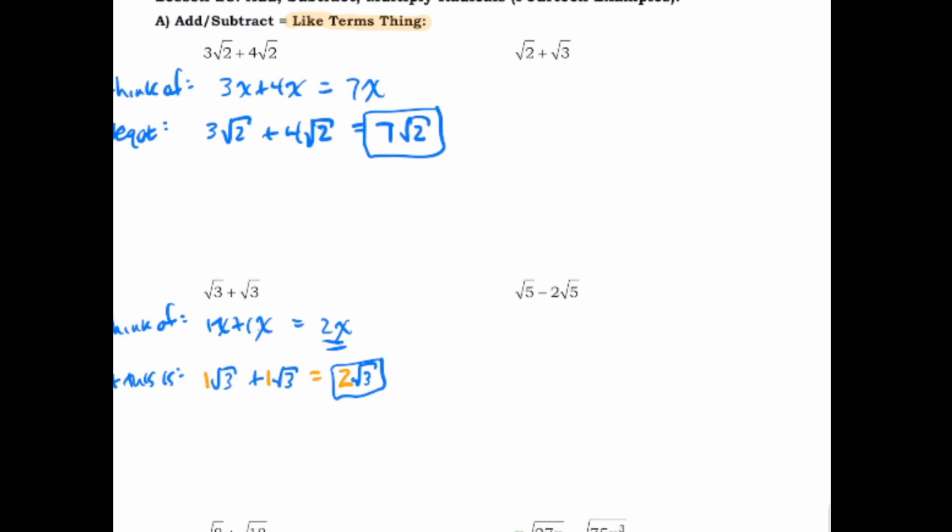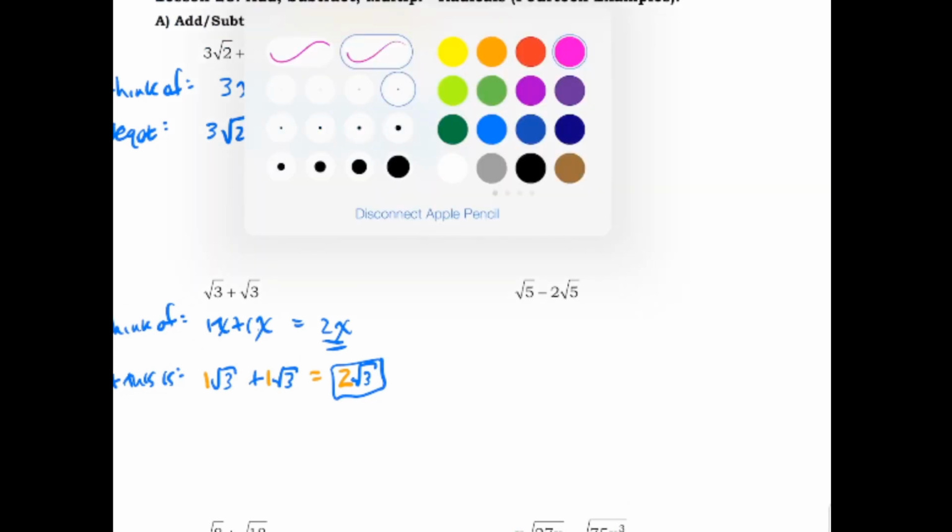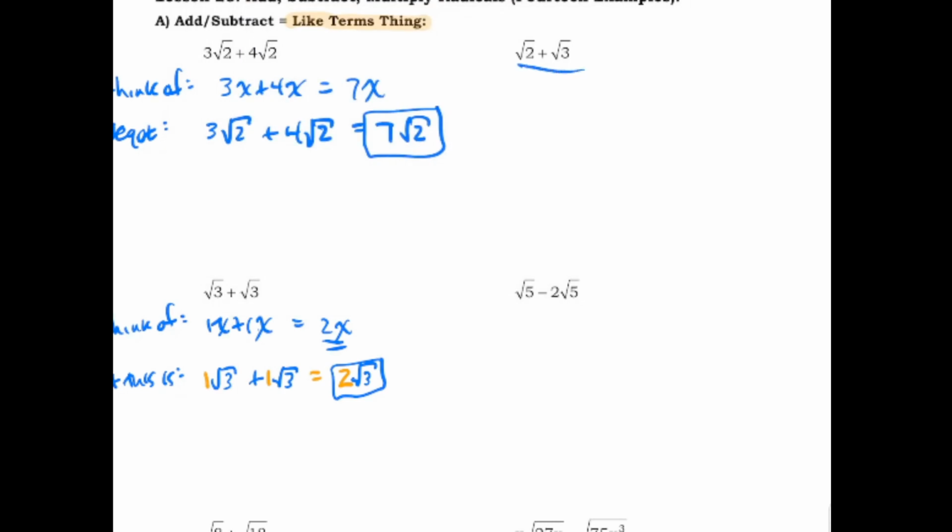You want to recognize these things the same way you would play with like terms, with x's and y's and things. So let's come back up and look at this example now. Root 2 plus root 3.